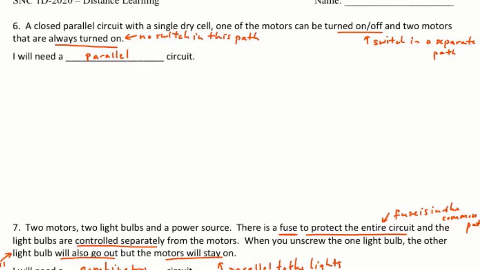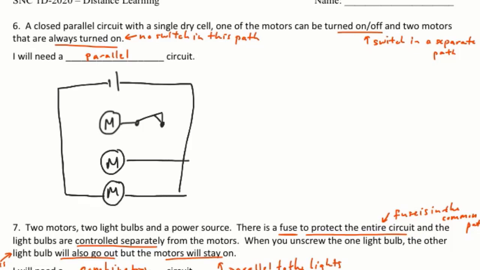One way to interpret this one is to say that the first motor has its own pathway and the other two motors share a pathway. So it could be a combination circuit, or all three motors have their own pathway and I just don't have any switches. So I'm going to draw both of those for you. So first of all, we draw our single dry cell. I know that this motor needs to have its own switch and it is a completed circuit, so I know the switch is closed. Okay. Then I could have each motor on its own pathway.